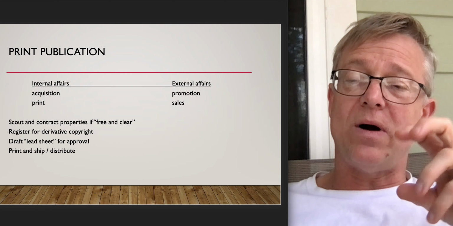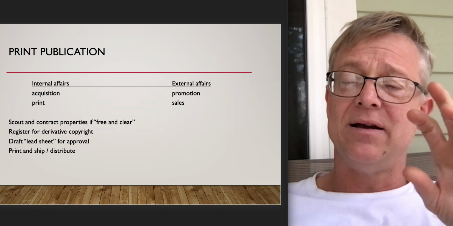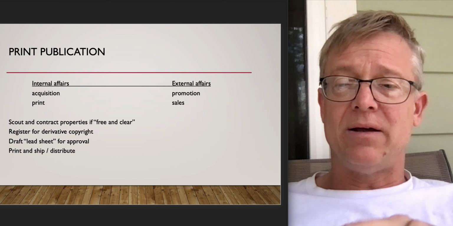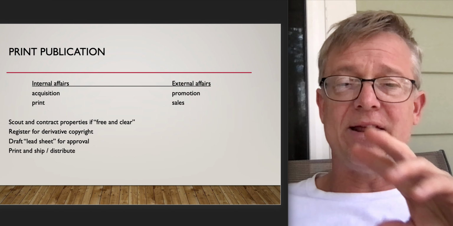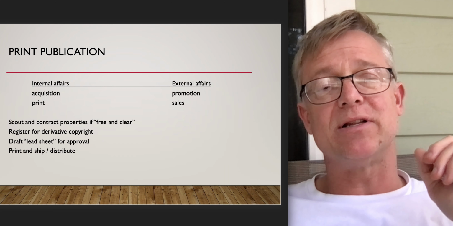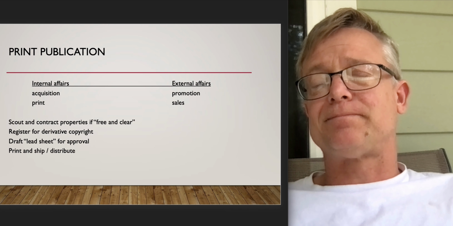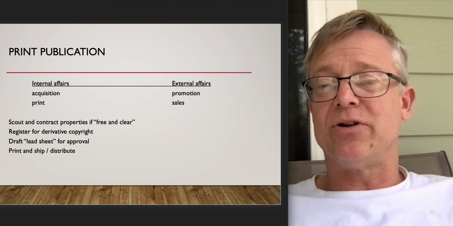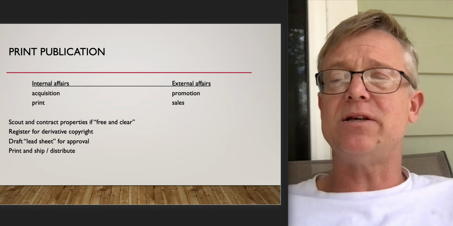And so they'll acquire, through the licensing, access to the properties, and then they'll go ahead and do their print. And I'll show you how that works here in a second. And then on the external side, of course, it's all about promotion and sales. And sales also implying distribution, which would be physical or digital, depending. Okay, so how does the process go?